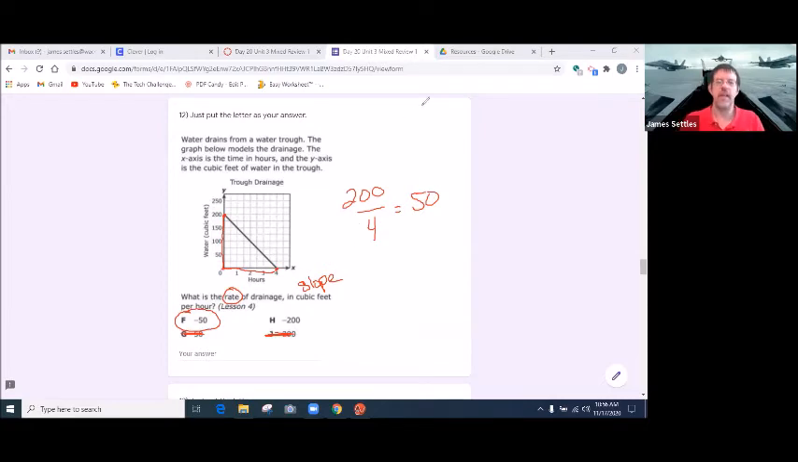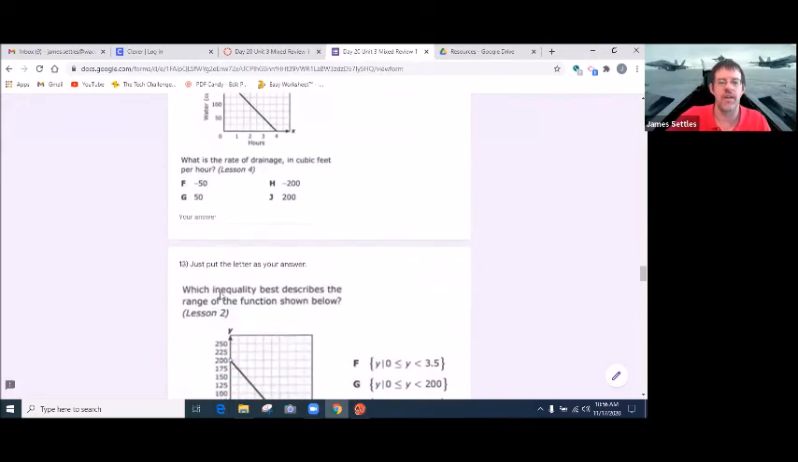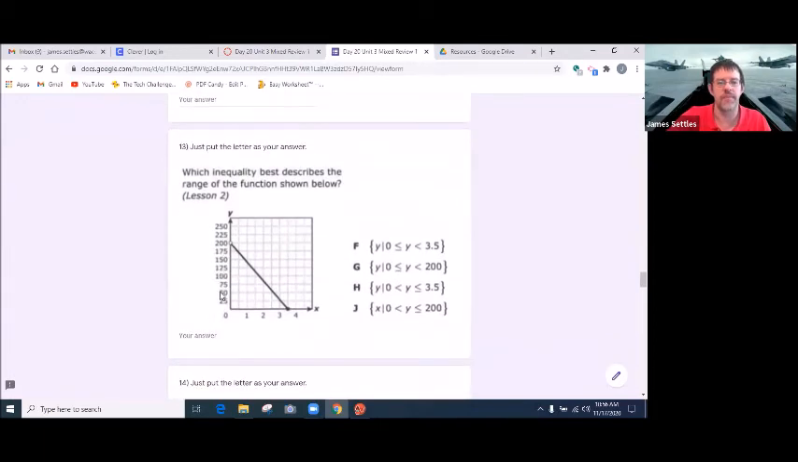So at least if you can narrow it down to 2, you've got a 50-50 shot of getting this right. Okay, and then if you can, it's going down 200 over 4 hours. 200 over 4 would give you 50.